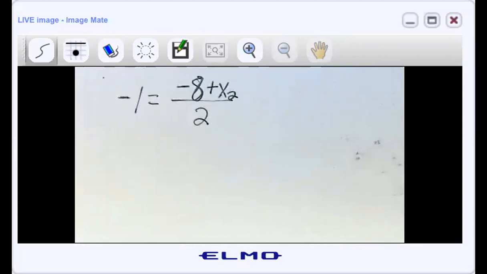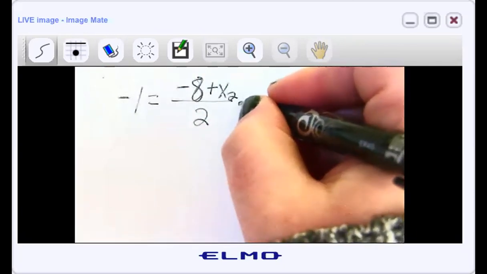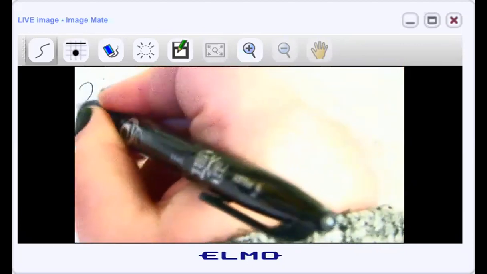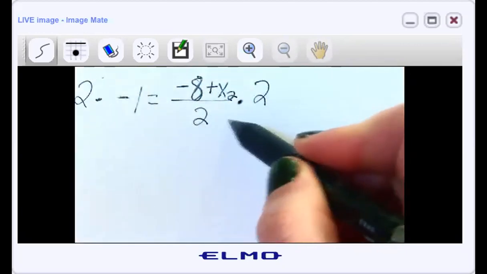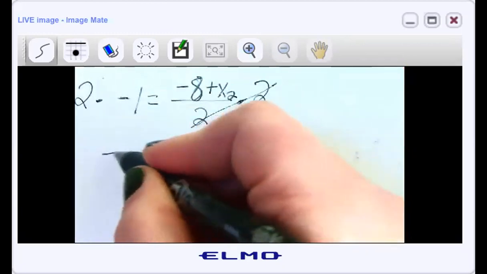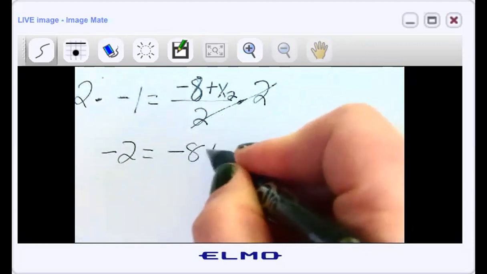All right, so now I'm here. What do I do now, Jeremy? What's the next step? Jeremy, I heard, I'm sorry. Go ahead. Divide by 2. You're close. You want to do the opposite of that, though. You don't want to divide, you want to multiply. Yeah, you're going to multiply both sides by 2. And that's how you get these 2s to cancel, right? So those are gone. 2 times -1 is now -2 equals -8 plus X2.